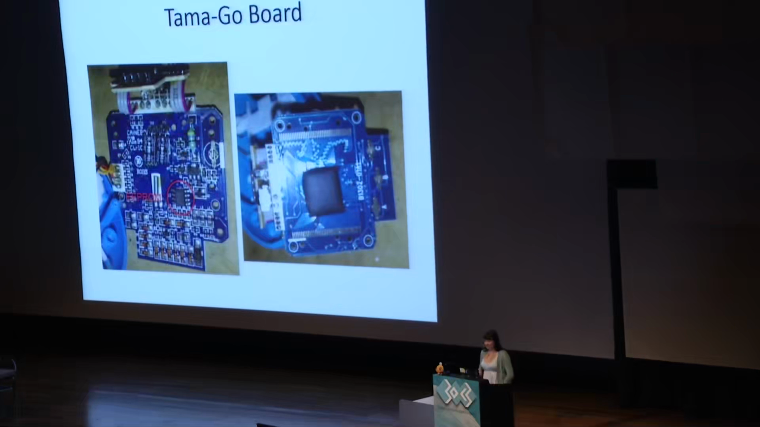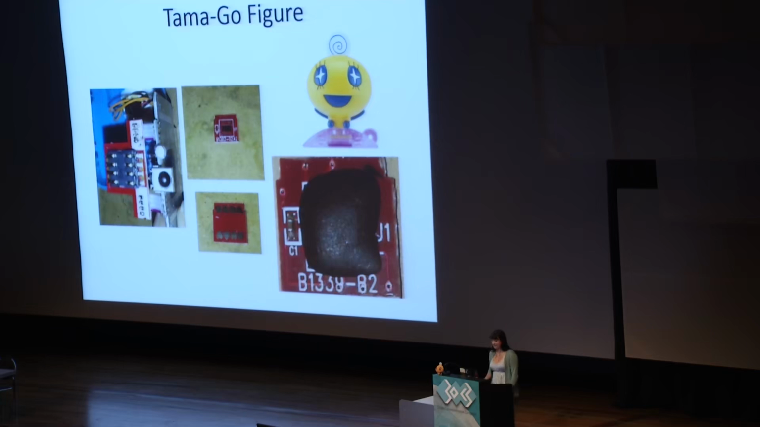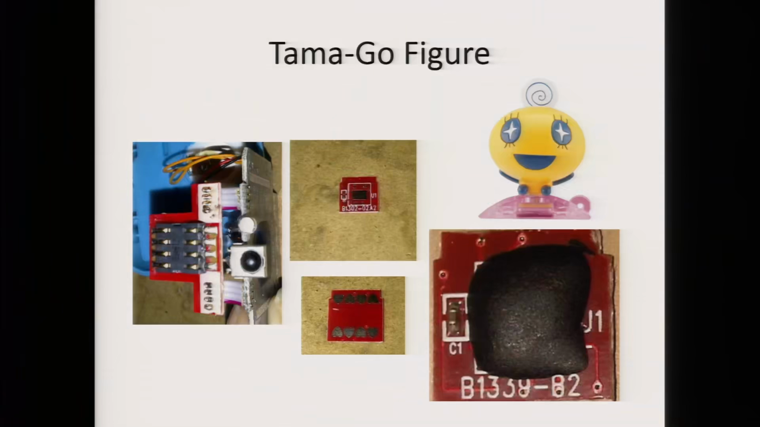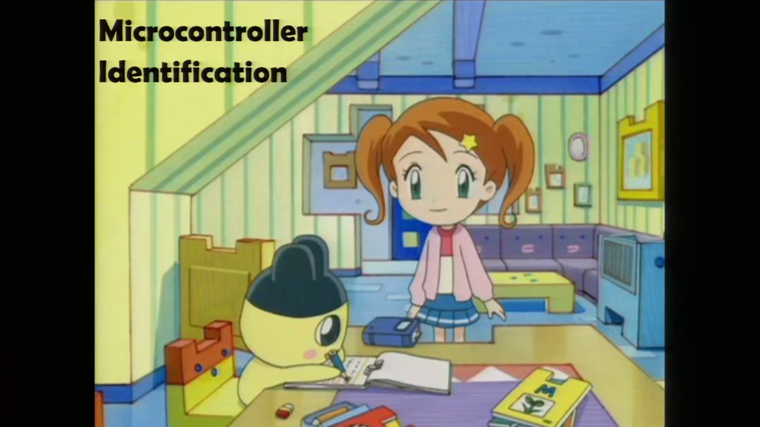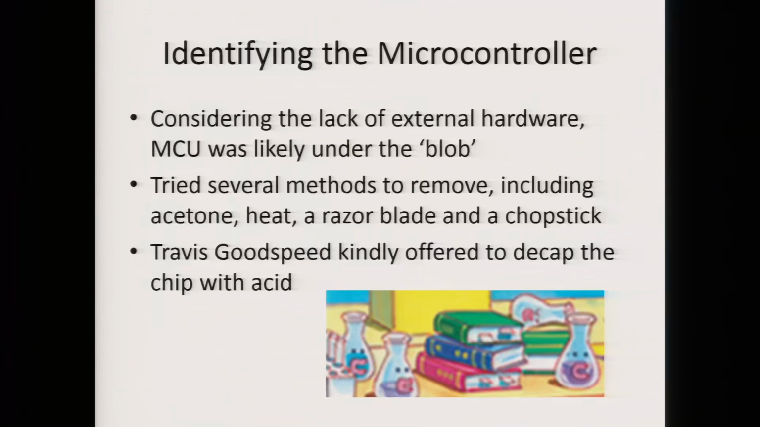The other thing on the right side is the blob, and since there's no visible microcontroller on the board, it seemed pretty clear that the microcontroller was under there. I also took apart a figure. And what was kind of interesting is there's 2 types of figures. There were some with an unpopulated PCB, and then there were some with a blob, which I assumed had mask ROM underneath it. So the first thing I needed to do was to identify the microcontroller.